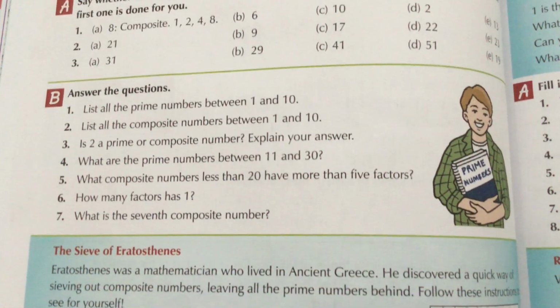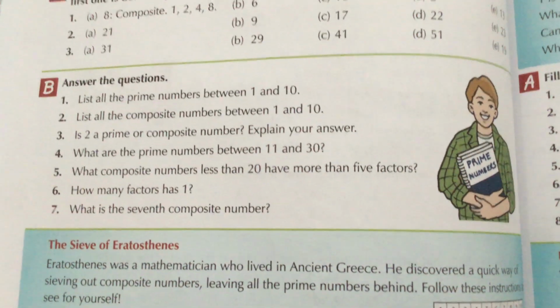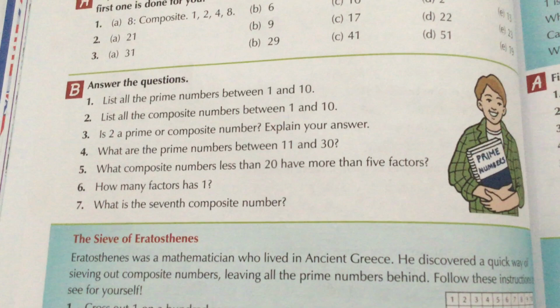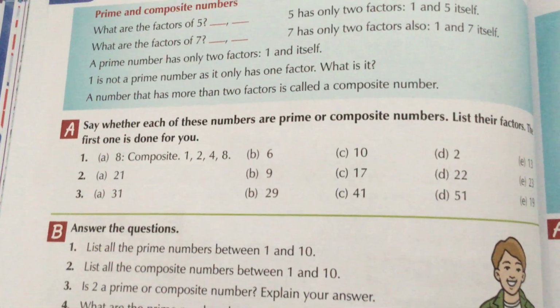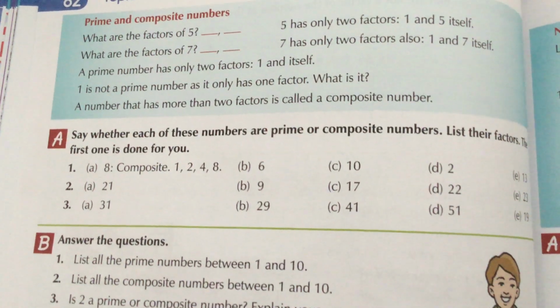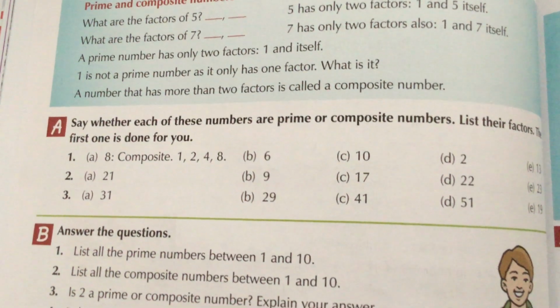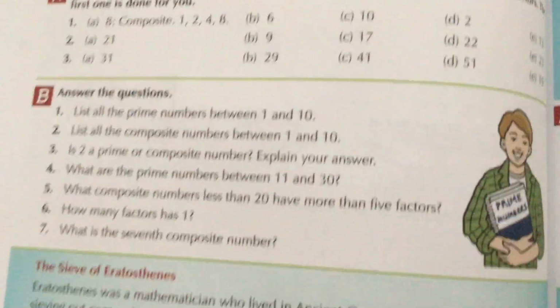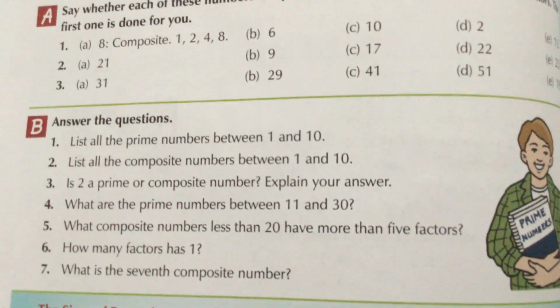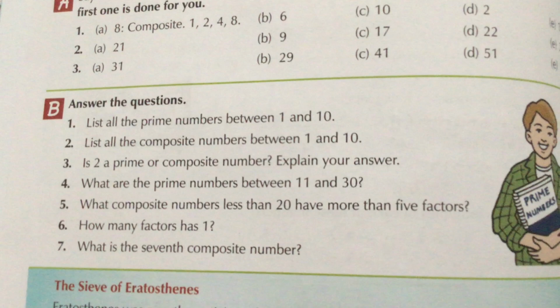Then answer the questions. List all the prime numbers between 1 and 10. You can just list them orally. List all the composite numbers between 1 and 10. Again, refer back to your blue box. A prime number is a number which has only itself and 1 as factors, and a composite number has more than 2 factors. So you just do it orally, guys, please, but I'll have the answers uploaded and you can see whether you got them right or wrong.